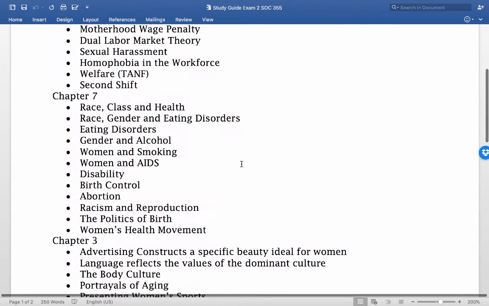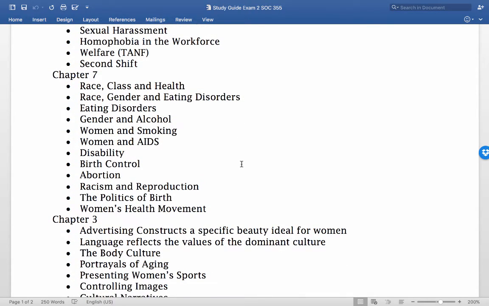Sexual harassment, we talked about this a lot. What I wanted you to know for this is just that the general definition is unwanted sexual advances or the imposition of sexual requirements in a relationship of unequal power between a boss and a subordinate.